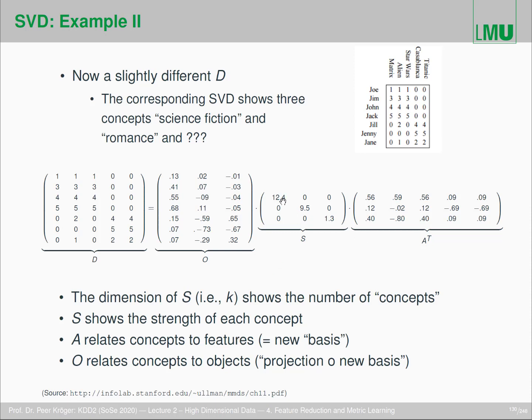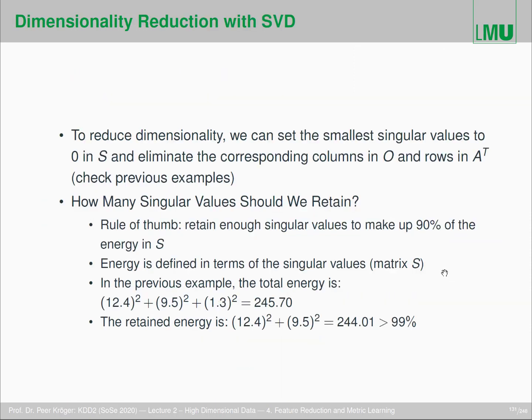Those are the strengths, the energy, the singular values, so somehow the eigenvalues in some sense. And this is actually the dimensionality reduced data set that we get if we project the original data set on those axes here, which are specified by A. Okay? Yeah, so that's basically it.